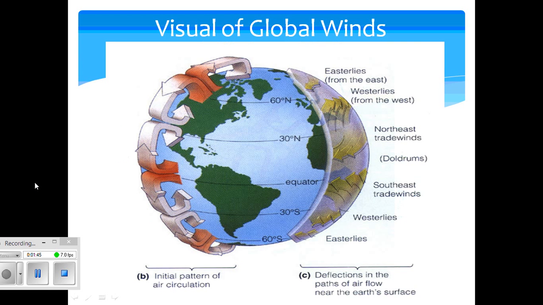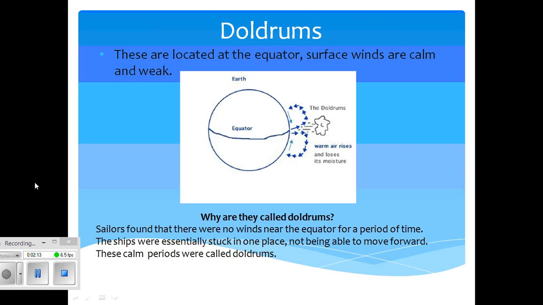Here is just a general visual of global winds. When thinking of the descriptions of these global winds, the wording of many of their names comes from the direction that they begin in. In this case, if you think of the easterlies, they begin from the east. When you think of the westerlies, they begin from the west.